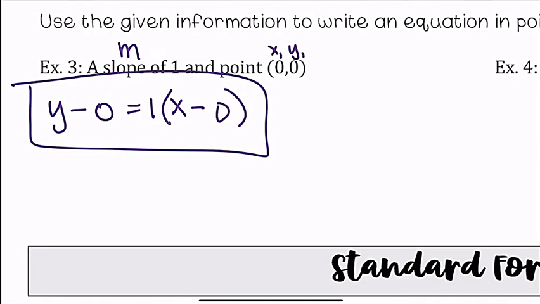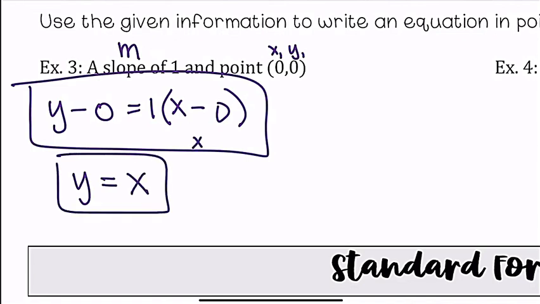We don't have to write those zeros down because x minus 0 is just x, y minus 0 is just y. So if you wanted to simplify that, it would just be y equals, and then x minus 0 is actually just x, and 1 times x is just x. So this is actually the simplified form.